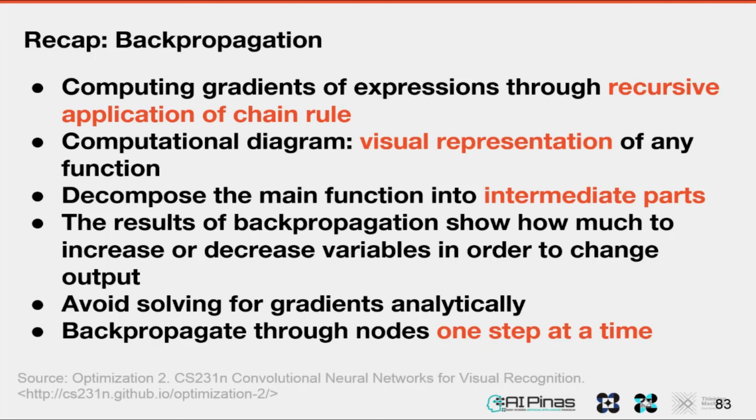To recap, backpropagation is the recursive application of the chain rule in order to find gradients, and computational graphs make it possible for us to visualize the process. To create the computational graph or circuit diagram, decompose the main function down into intermediate parts until you get to the basic variables. These will make it easier for you to derive gradients with the chain rule. After backpropagation, we know how much to increase or decrease our basic variables or weights in order to change our output by a specific amount.